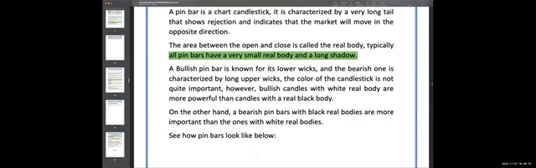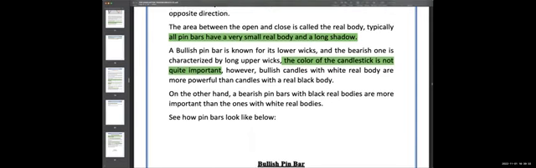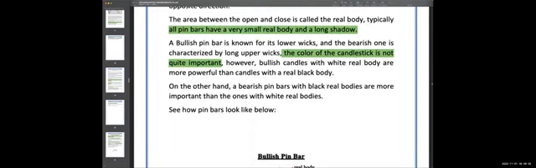The color of the candle is not quite important. That's one thing you should also note. However, bullish candles with white real bodies are more powerful than candles with a black real body. On the other hand, bearish pin bars with black real bodies are more important than the ones with white real bodies. See how pin bars look below.